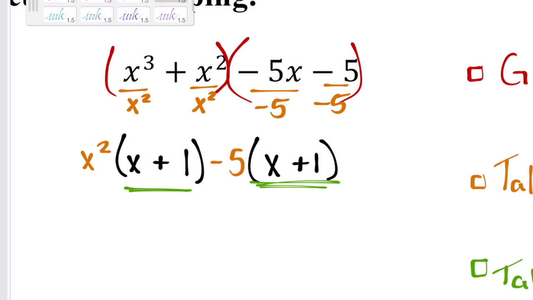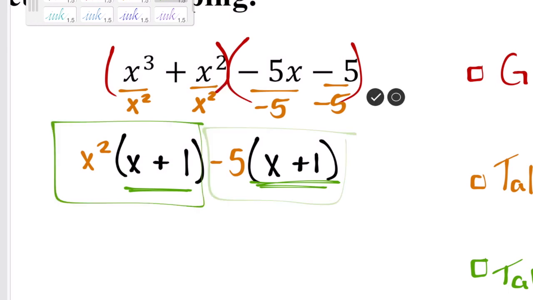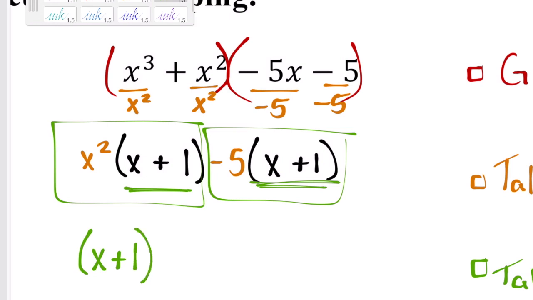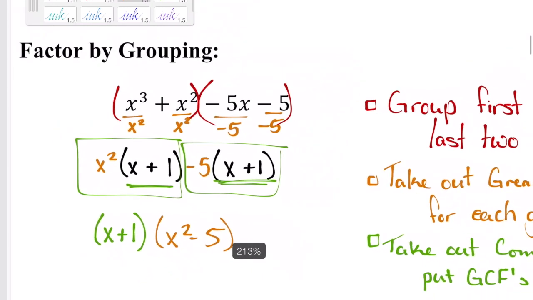So the next bit, it sounds complicated, but it's kind of what we already just did. Because I have one term here and one term there, these terms both have an x plus 1 in common. So I'm going to take the x plus 1 out like I would any other GCF, any other greatest common factor. When I do that, I'm just left with my x squared minus 5. And then this is our final product.